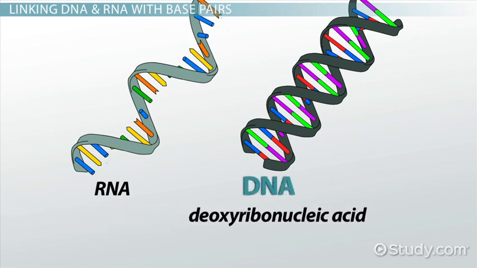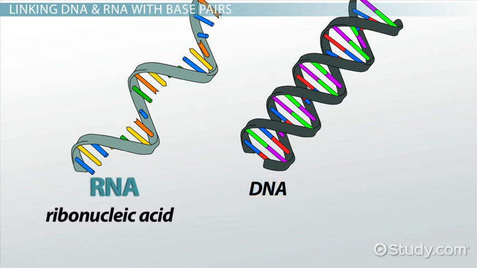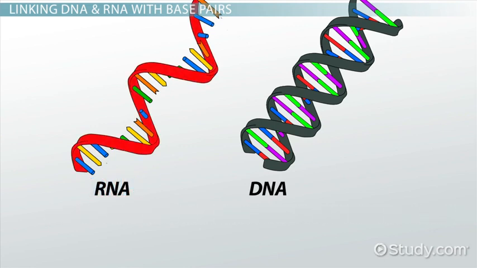DNA, or deoxyribonucleic acid, is the molecule that encodes the instructions for life. RNA, or ribonucleic acid, is the molecule that is responsible for the coding, decoding, regulation, and expression of genes. RNA is single-stranded, whereas DNA is double-stranded. These instructions are encoded in the order of nitrogenous bases all along the DNA and RNA molecules.